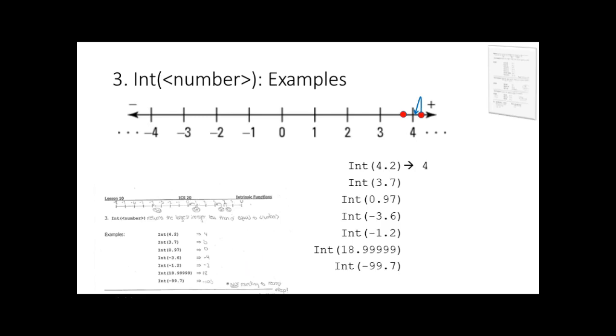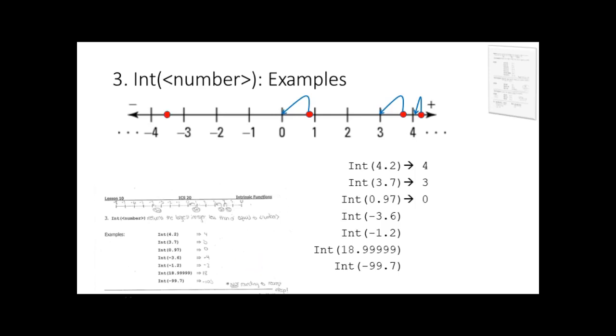3.7. It's appeared on the number line. And notice what's going to happen when we apply int to it. We end up with 3, and it goes back to the next lowest integer, the highest integer that's lower than the current value. We can do the same with 0.97. Very close to 1. If we were rounding, it would round up to 1, but we're not rounding. We are applying int to it. It goes down to 0.